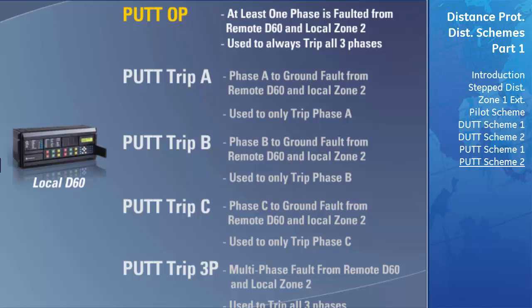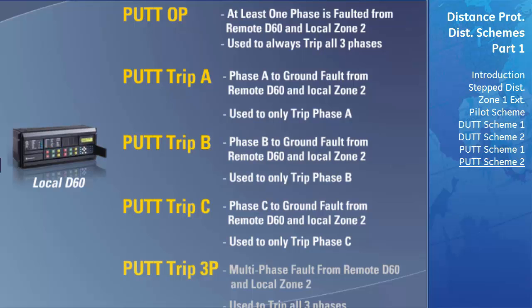The D60 has a PUTT trip flag for each of the 3 phases of the power system. For instance, the PUTT trip A flag will turn on when the local D60 receives a signal through the PUTT keys that phase A is faulted, and the local relay also detected a fault on phase A in its own zone 2. This output flag should be used to signal the breaker to trip only phase A if single pole tripping is possible. The same is true for phase B and also for phase C.